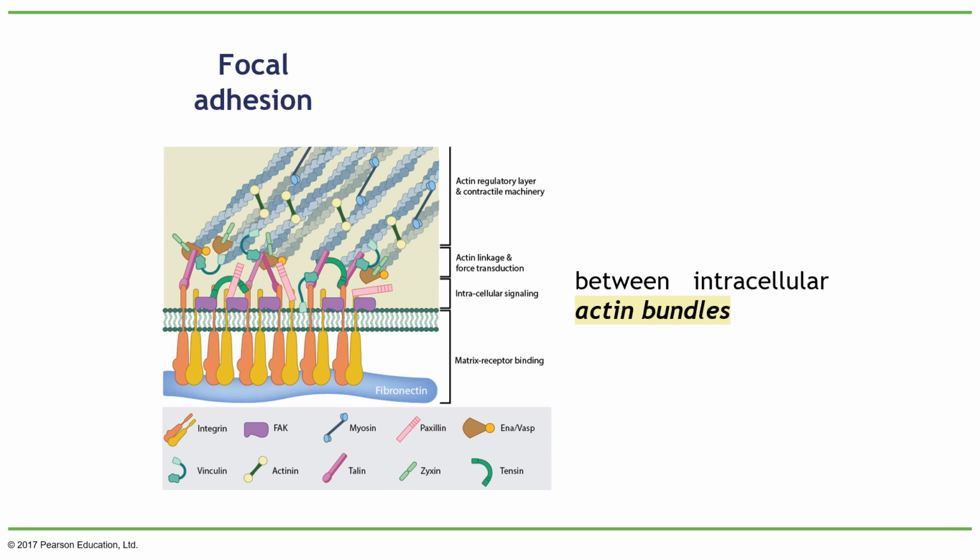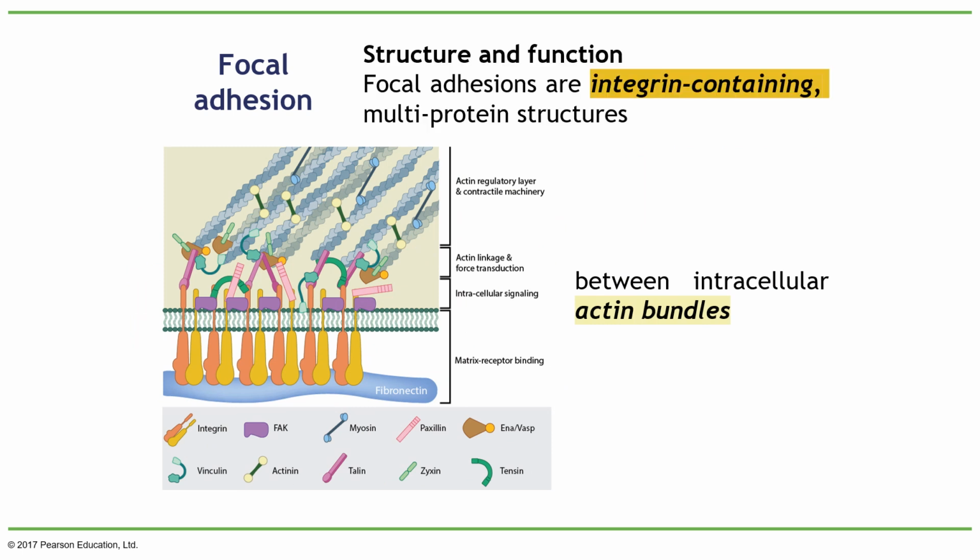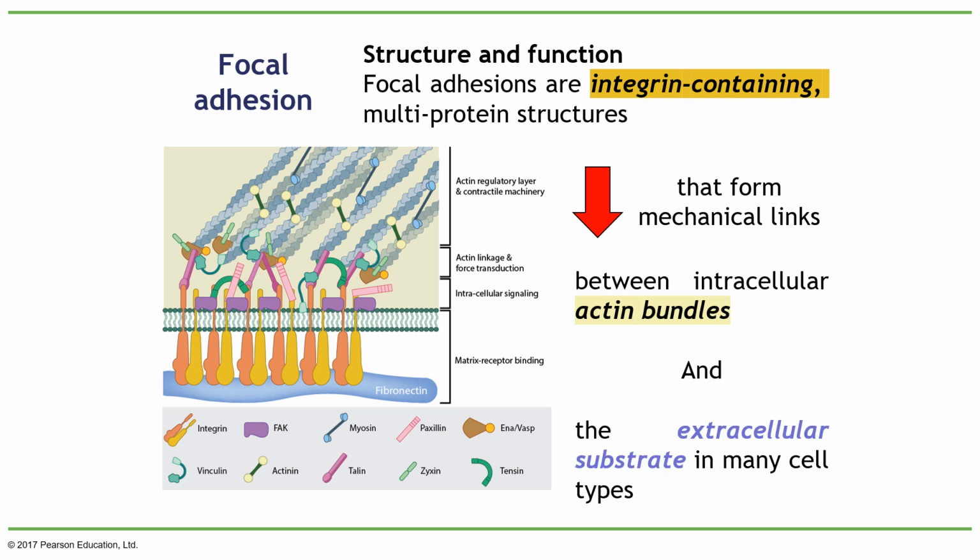The focal adhesion's main structure, form and function is related to the integrins. Remember that they don't act alone. The focal adhesion is a multi-protein complex, although the integrin is the protein that links the extracellular matrix and the actin domain. This forms mechanical links between the extracellular matrix and, of course, the cytoskeleton, as we have been talking about.